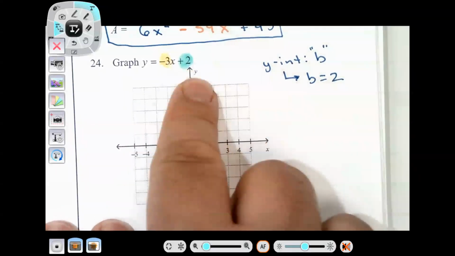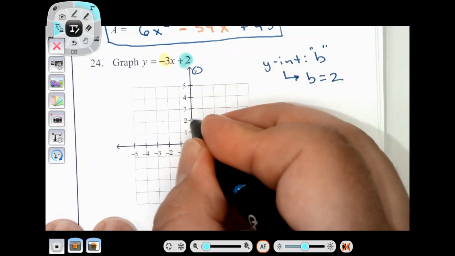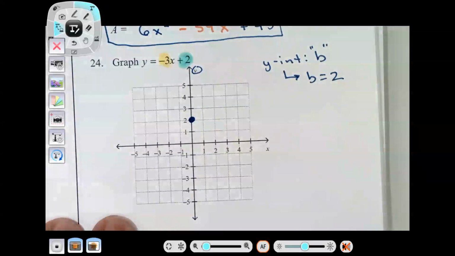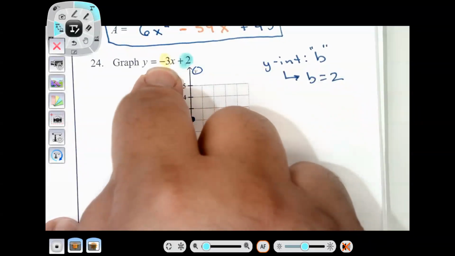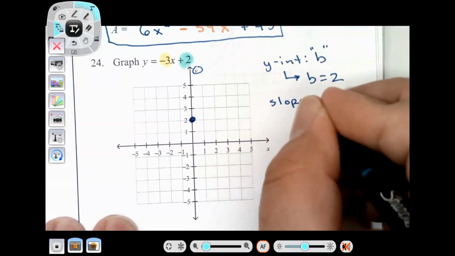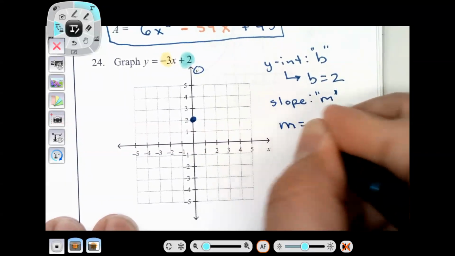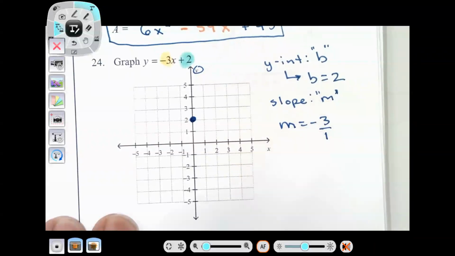Well, that means I'm going to draw it right on here. It's called the y-intercept, so I have to be on the y. There's the 2. And now I need to draw more points. Well, that's where the yellow number comes in. That is called my slope, aka the letter m. So m is equal to negative 3. We put a 1 under it because we're drawing.